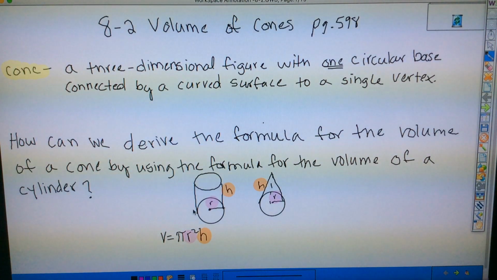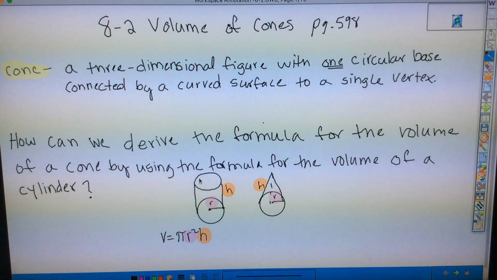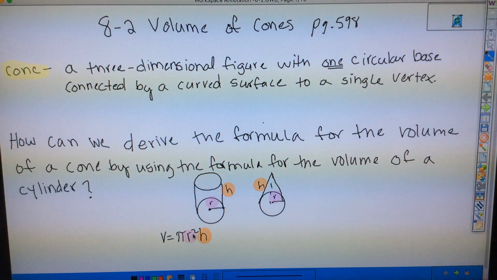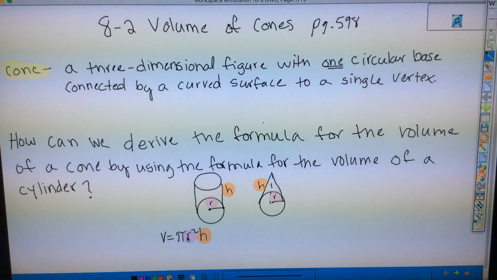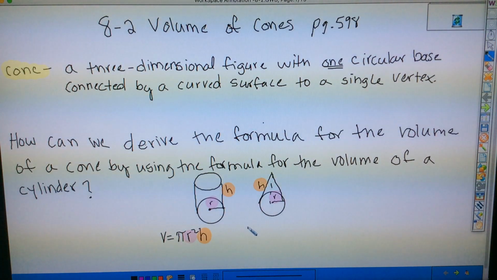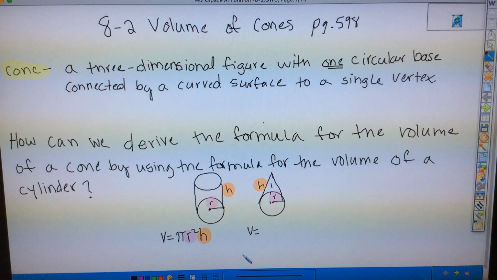So these are two really rough drawings. Just as a review, here are two circular bases of our cylinder connected by a curved surface. We know that the area of one of the bases, which is pi r squared, times the height is going to give us the volume. So volume is equal to pi r squared times height. So now I want to know, what's the formula for the volume of a cone going to be?